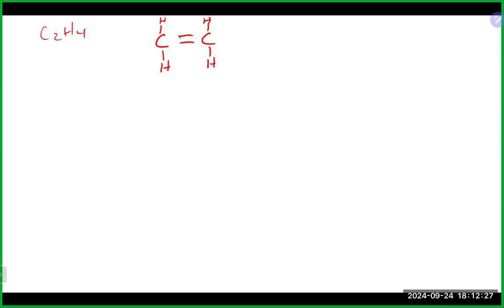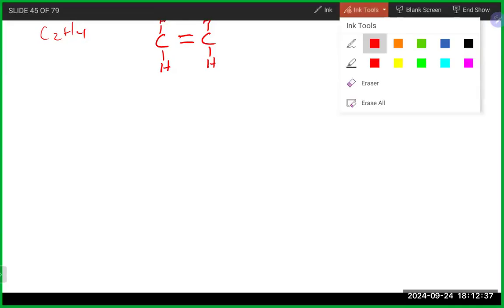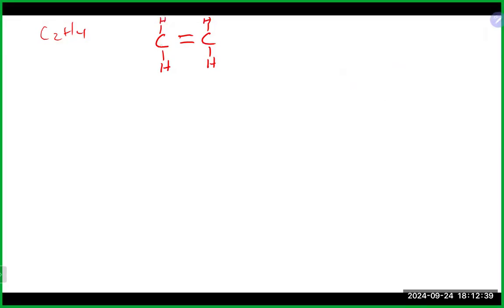And in this particular case, we actually have two central atoms, right? We have a carbon on the left and a carbon on the right. So we actually have two central atoms. And what I'm going to do is number these carbons. I'm going to call the carbon on the left carbon 1, and I'll call the carbon on the right carbon number 2 in this case.